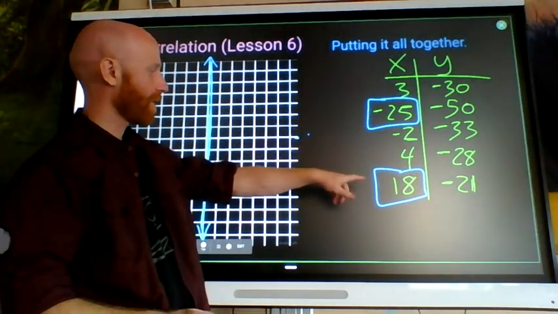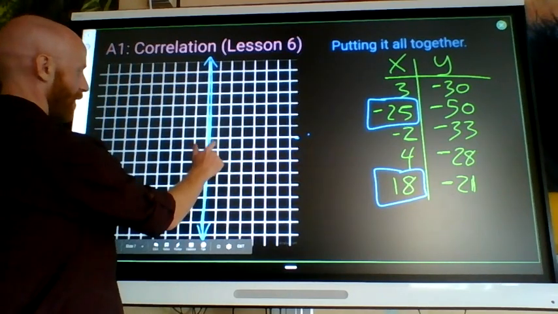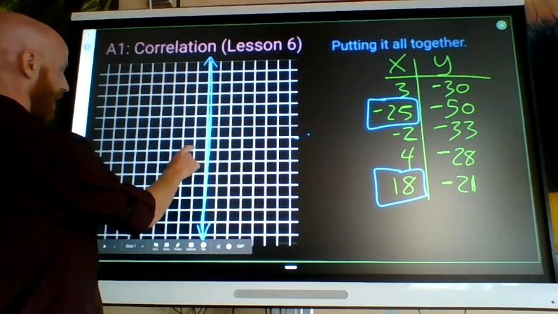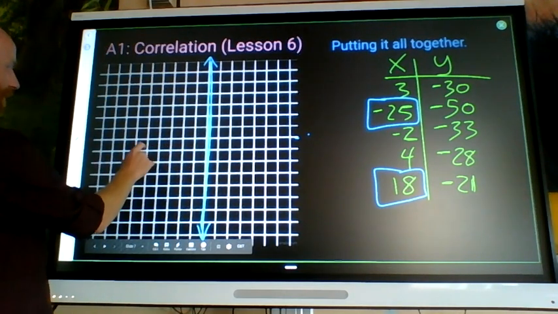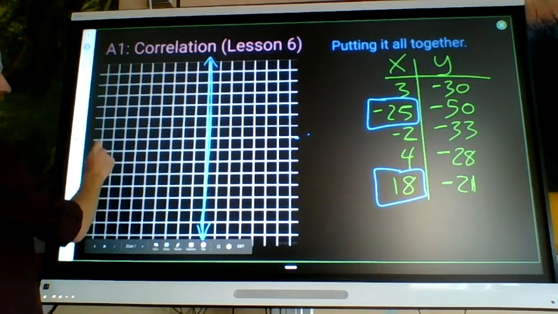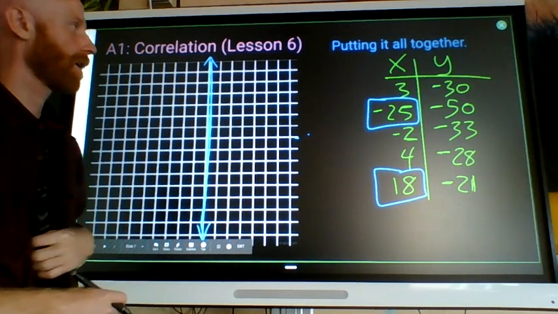Okay, I need to get all the way up to 18. 2, 4, 6, 8, 10, 12 won't work. 3, 6, 9, 12, 15, 18. Negative 3, negative 6, negative 9, negative 12, negative 15, negative 18, negative 21, negative 24. All right, so I'll be counting by 3s there.